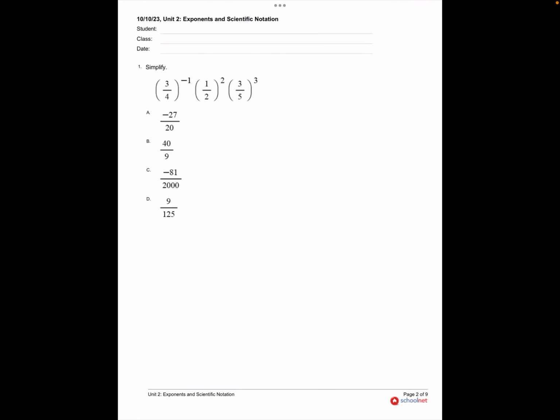Hi everyone, so let's take a look at our scientific notation assessment and let's get those corrections going. Remember, to retake, you have to send in all your corrections and then schedule a time with me that you can retake your test.